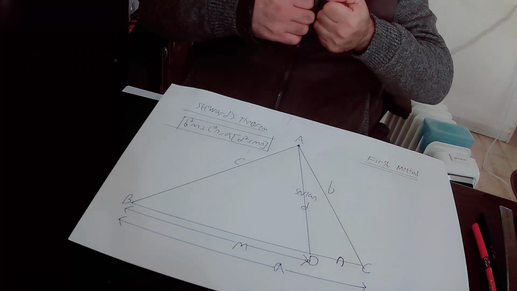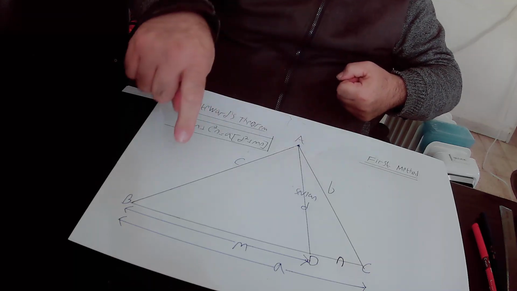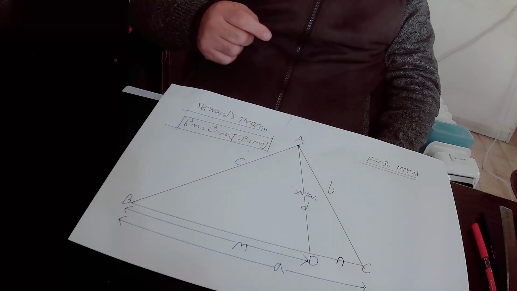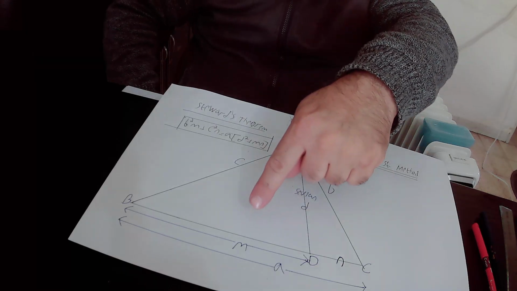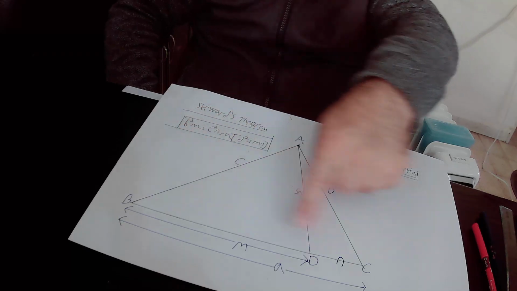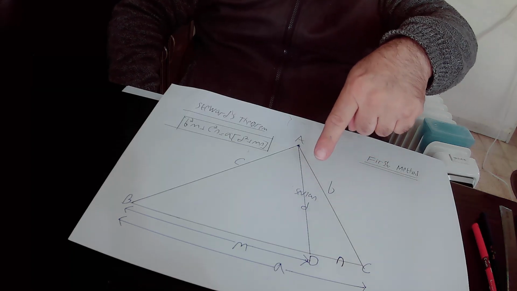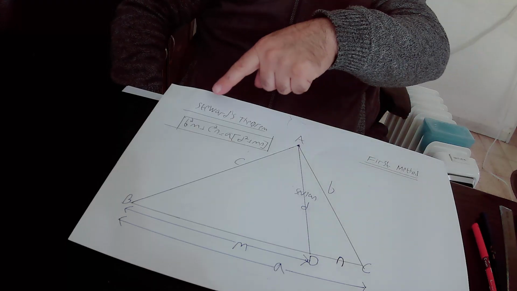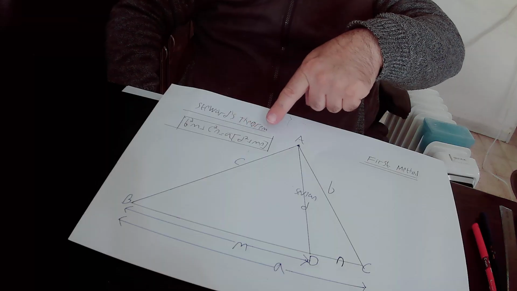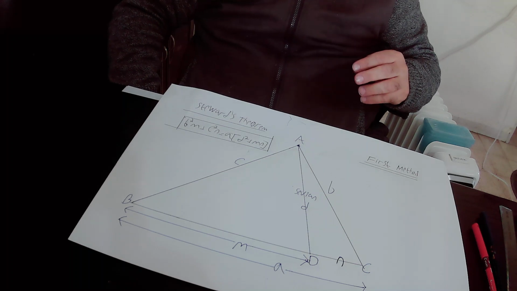Repeat again that Stewart's theorem yields a relation between the lengths of the sides in the triangle to the length of its cevian. And according to Stewart's theorem, B squared M plus C squared N equals A. We open the brackets, inside the brackets we have D squared plus M times N. Again, B squared M plus C squared N equals A, inside the brackets D squared plus MN. We prove that this equation is true in two different methods.